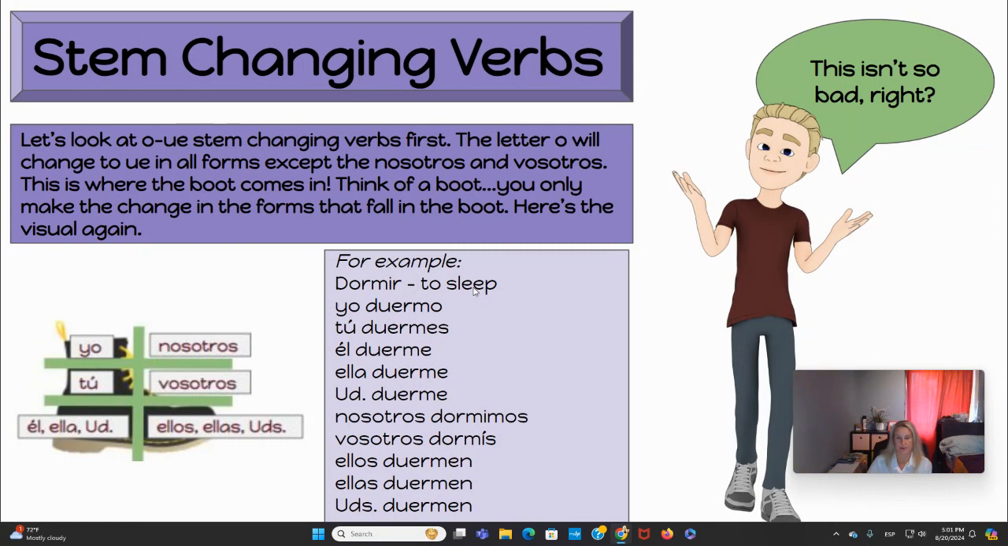Dormir means to sleep. If you look at the conjugation, in the yo form, the O changes to UE. So yo duermo. Yo duermo means I sleep. Tú duermes. Él duerme. Ella duerme, usted duerme. Then for the next two, the stem does not change from O to UE. It stays as an O because it's outside of the boot. So you have nosotros dormimos, vosotros dormís, ellos, ellas, ustedes duermen.